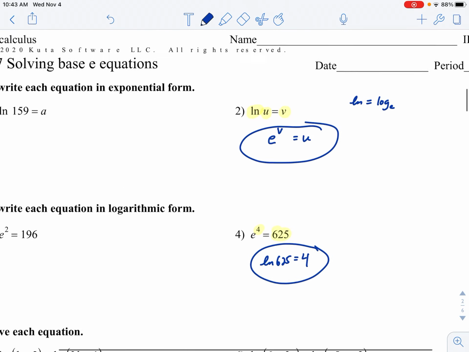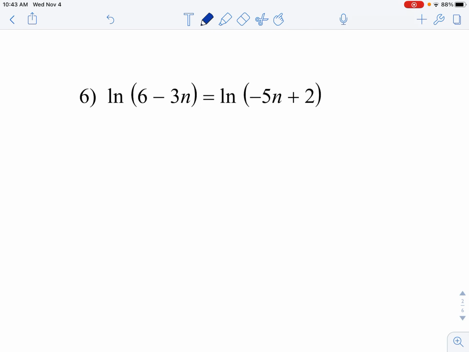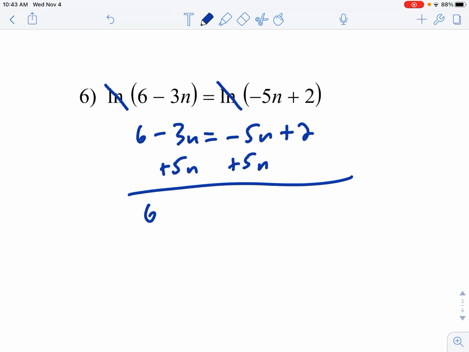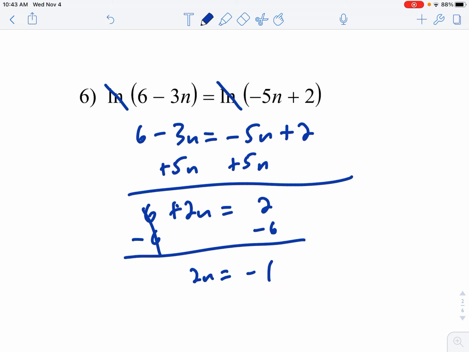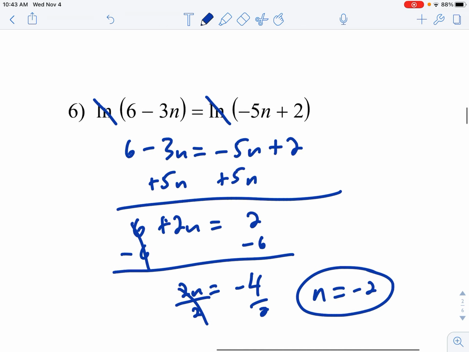Parts of this assignment may go quickly. Number 6 might be one of those problems as well. We can use the one-to-one property here. The logarithms on each side cancel out. 6 minus 3n equals negative 5n plus 2. Solve this using some basic algebra you learned years ago. I'm going to add 5n to both sides. 6 plus 2n equals 2. Minus 6. 2n equals negative 4. Divide by 2. n equals negative 2.